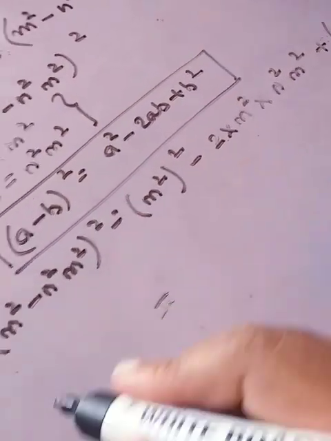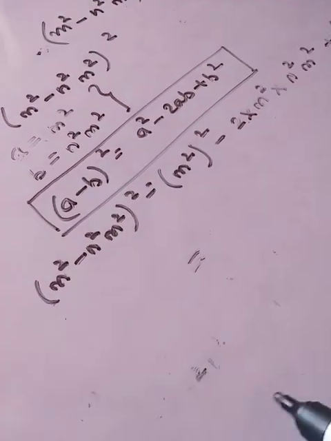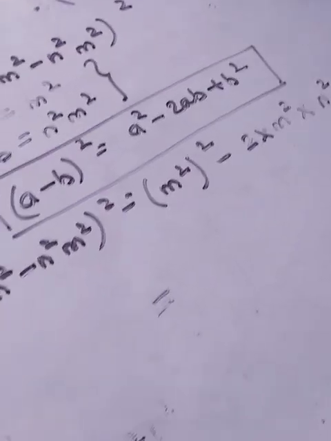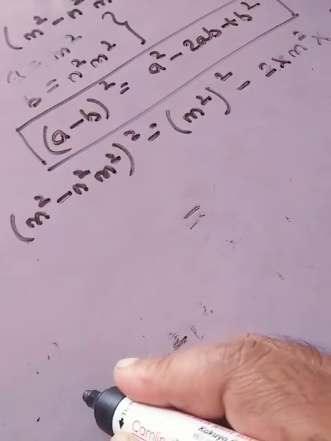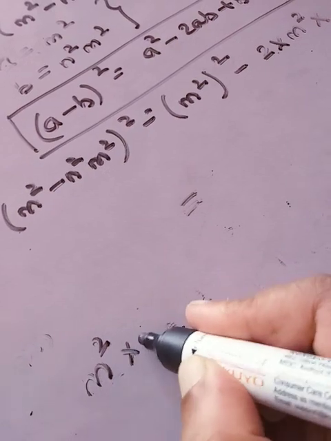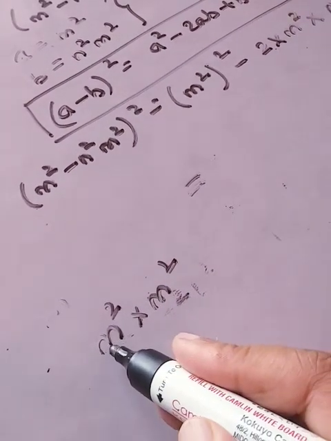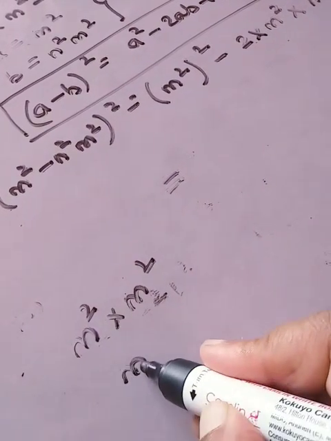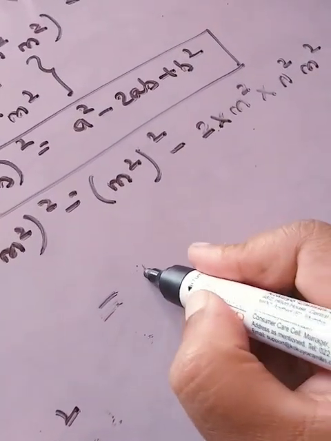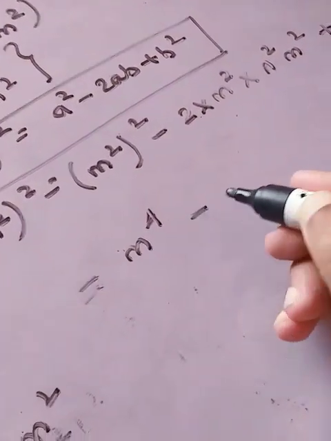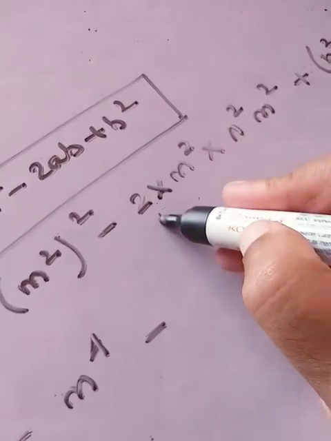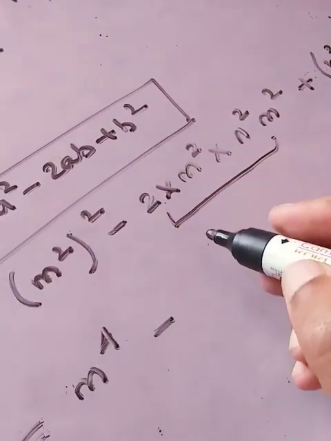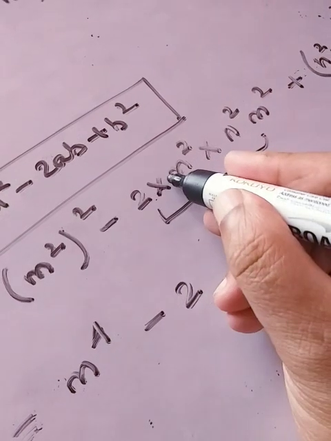Now m square into m square. So how many m are there? 2. How many m are there? 2. Altogether how many m? It will be m4, isn't it? So we'll write m to the power 4. Now let's do this multiplication very carefully. Now the only one number is there, so 2, because 2 ones are 2.